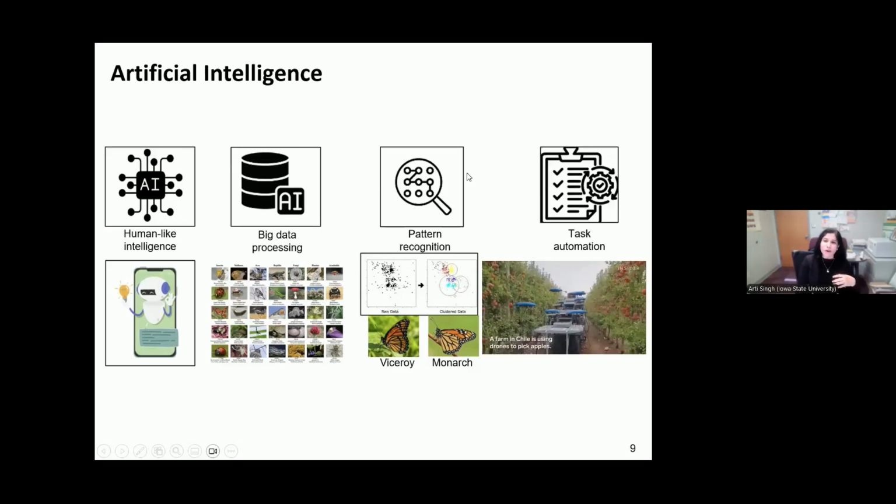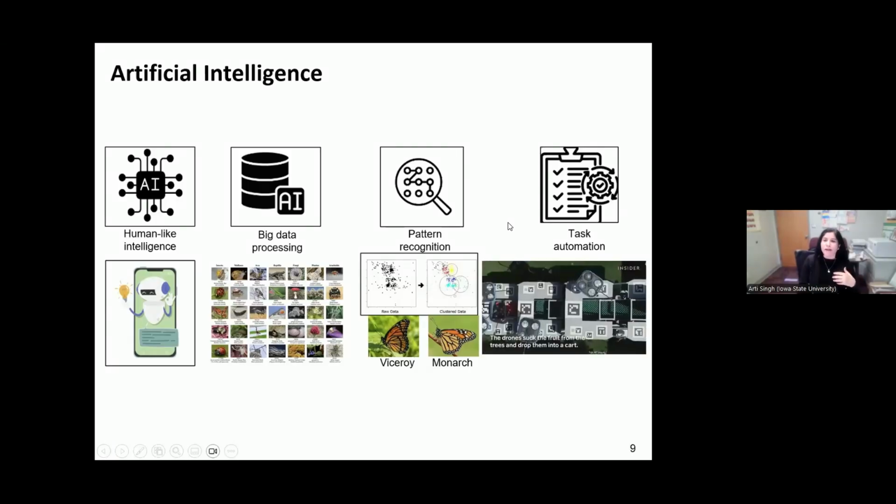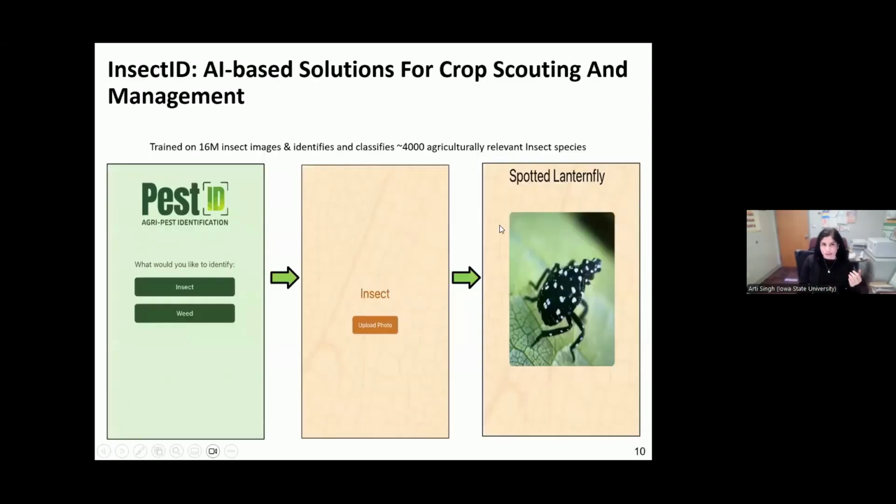And another role of artificial intelligence is in decision making, in automating these various tasks. So if we have clear rules, artificial intelligence can very well follow these rules and be used to automate various tasks.